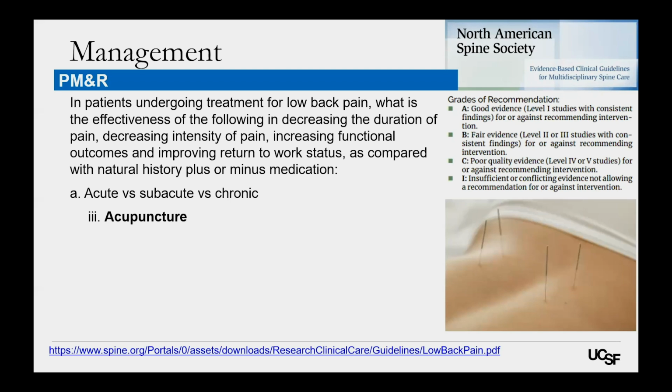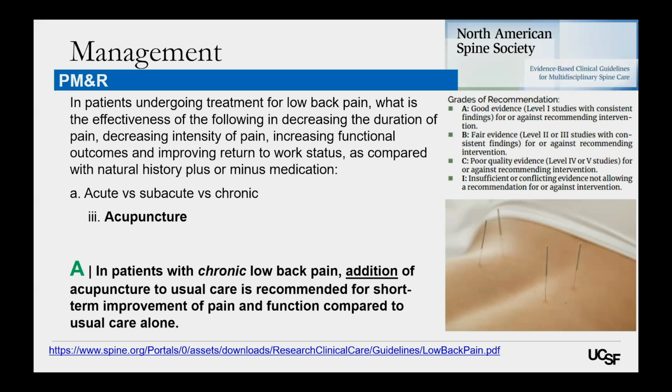People often ask about how effective is acupuncture. So in patients with chronic low back pain, the addition of acupuncture to usual care is recommended for short-term improvement in pain and function compared to usual care alone. So there is actually some good evidence that acupuncture can be added to, for example, physical therapy or medications as part of a varied approach to address low back pain.